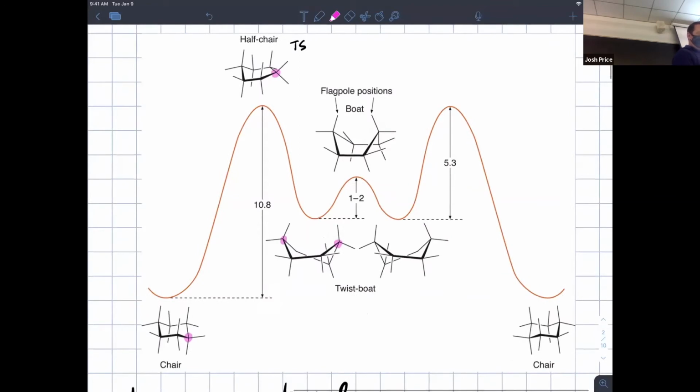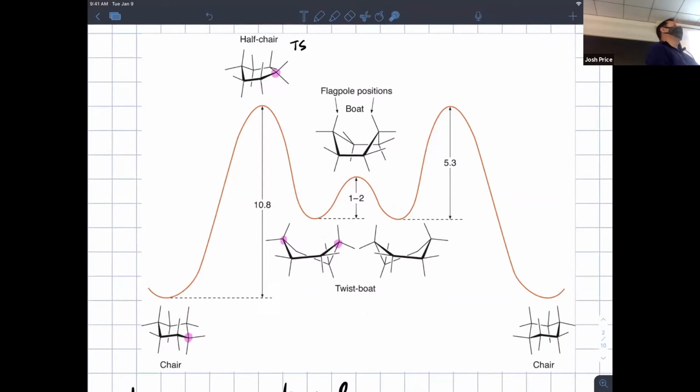So yeah. Once you get to the twist boat, as you can imagine, going from one to the other should be relatively fast. And then the activation barrier from the twist boat back down to the chair is fairly small. The highest barrier is going up over the half chair from the chair.